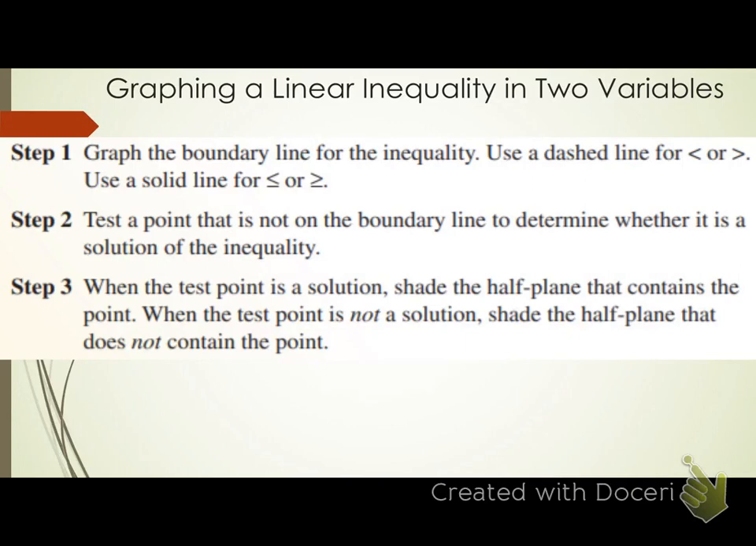Use a dashed line, if you want to use the word dotted, you can, for less than or greater than. Notice they don't have the bar under them. Use a solid line for less than or equal to or greater than or equal to. It has the line under them. So line underneath, solid line. No line underneath, dashed line. Step 1 is just graphing the boundary line.